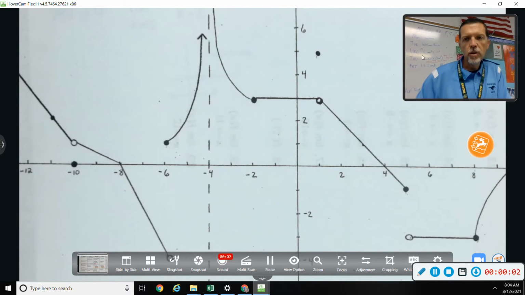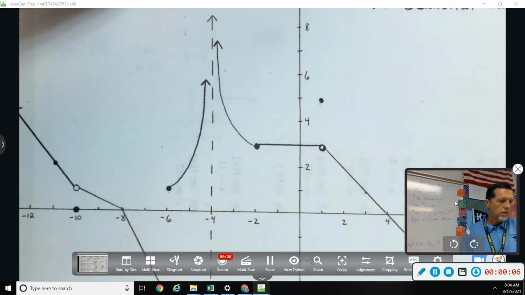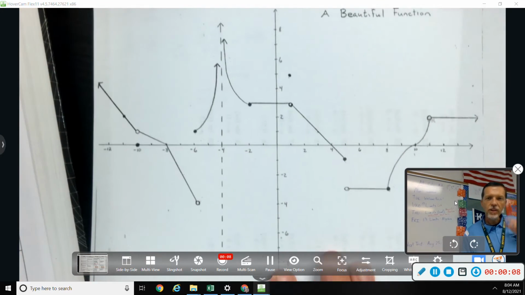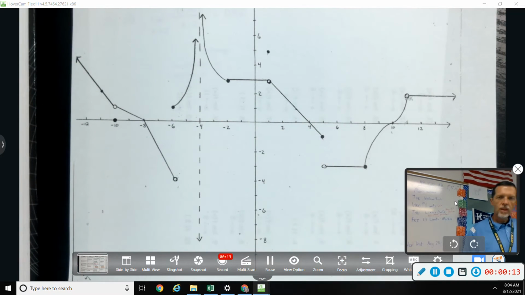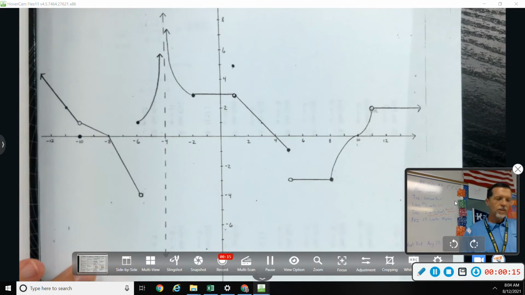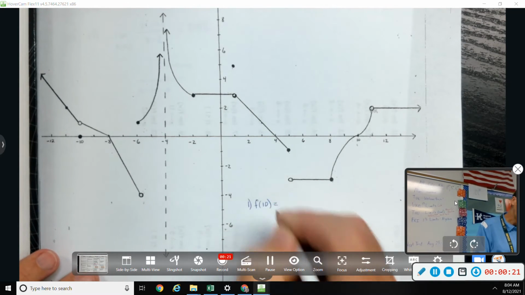So here's the beautiful function. Again, beauty is in the eye of the beholder, so you may not agree. I'm going to answer the questions. It's just tricky because you need to look at the graph, but the questions are on the other side. So let's just do some of these together.